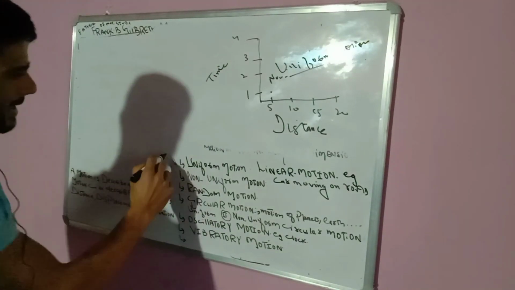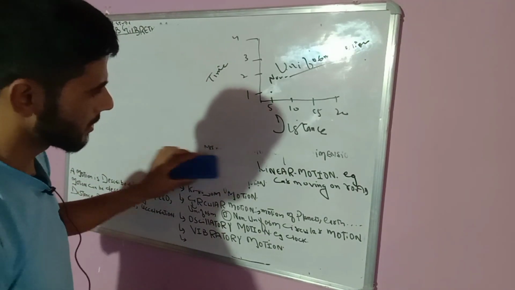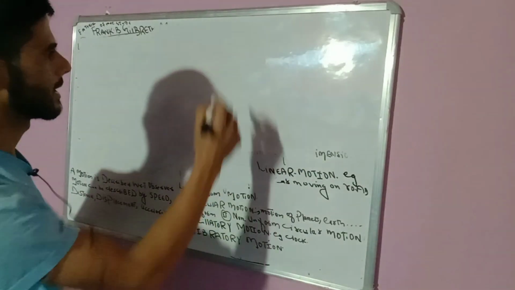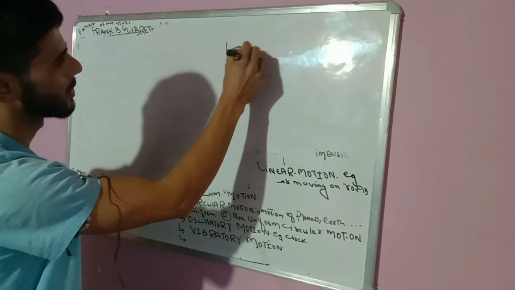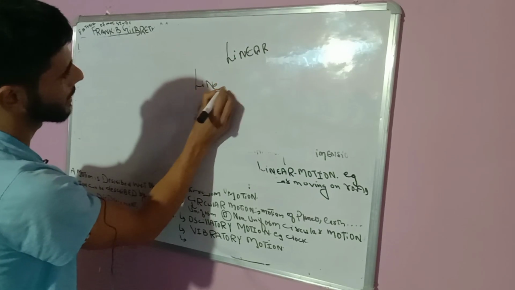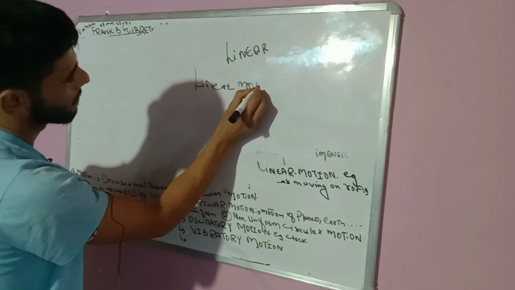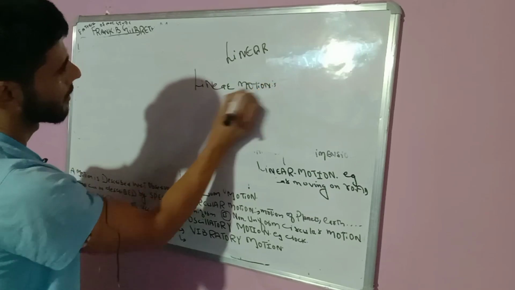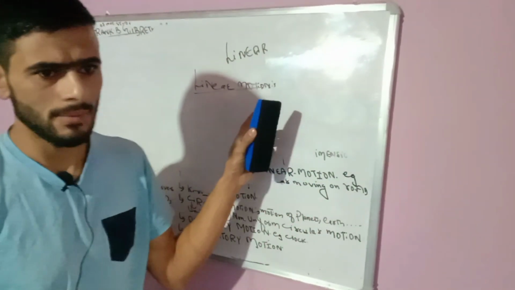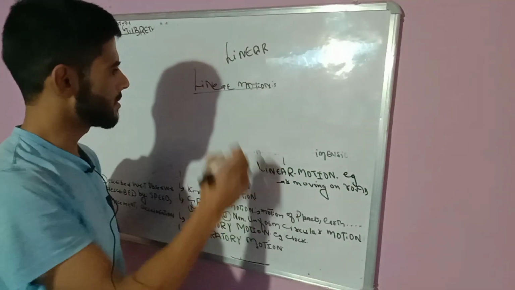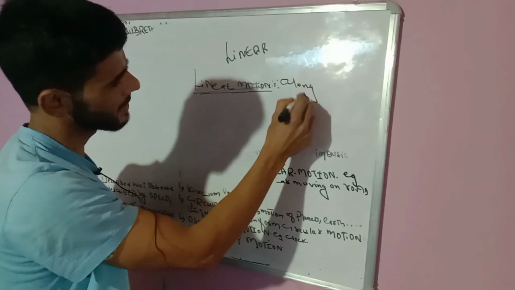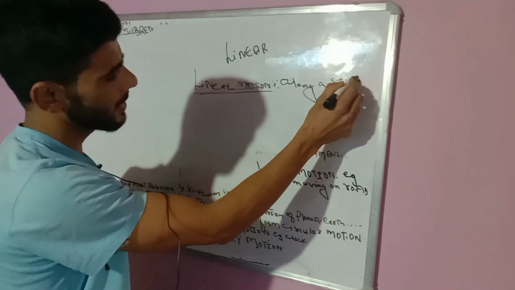So next one, that is non-uniform motion, uniform motion. Next one is linear motion. What is linear motion? Children, linear motion is the motion when a body covers distance along a straight line.